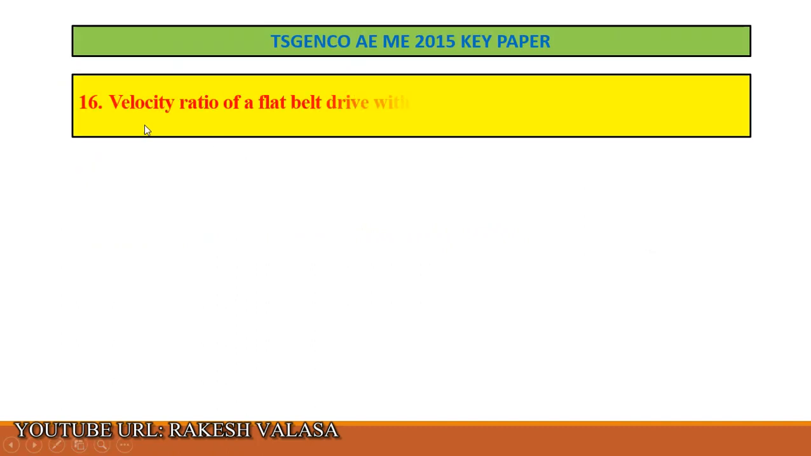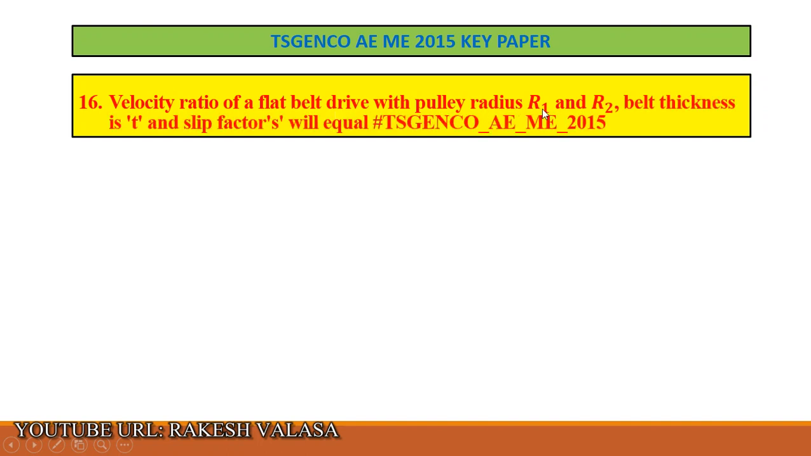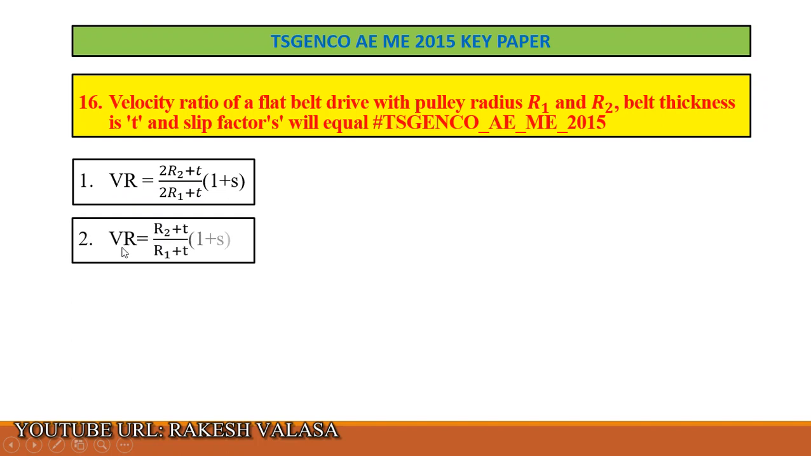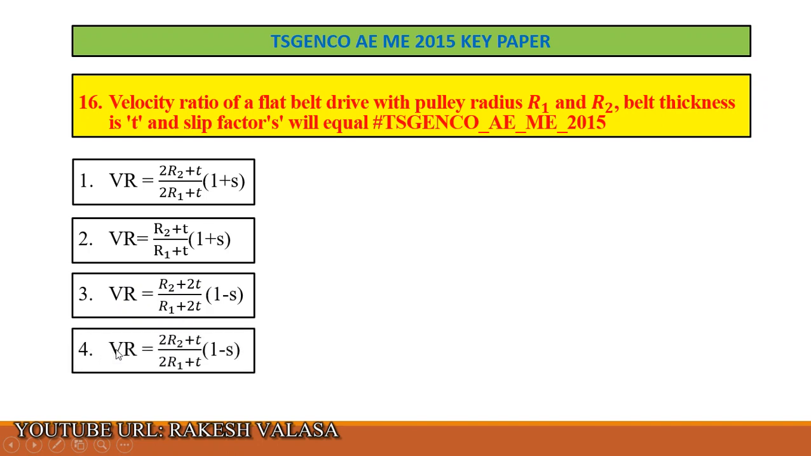Question number 16. Velocity ratio of a flat belt drive with pulley radius R1 and R2, belt thickness T and slip factor S will equal. Option 1. Velocity ratio equal to (2R2 plus T) by (2R1 plus T) into (1 plus S). Option 2. Velocity ratio equal to (R2 plus T) by (R1 plus T) into (1 plus S). Option 3. Velocity ratio equal to (R2 plus 2T) by (R1 plus 2T) into (1 minus S). Option 4. Velocity ratio equal to (2R2 plus T) by (2R1 plus T) into (1 minus S).